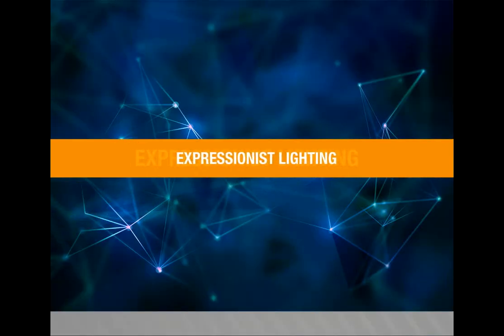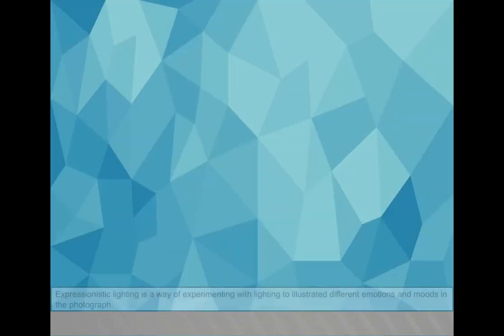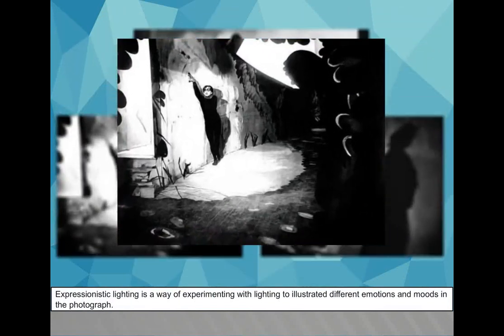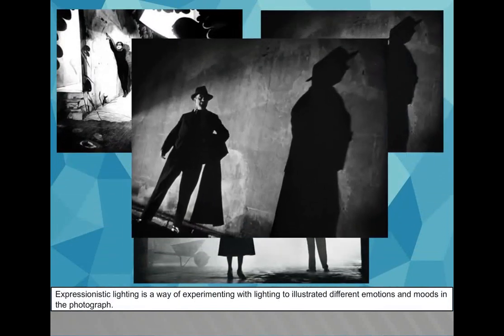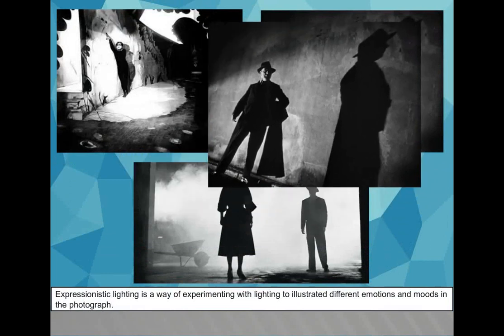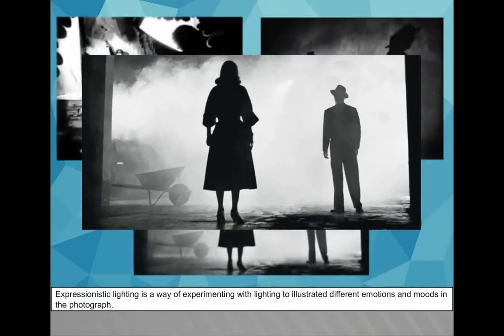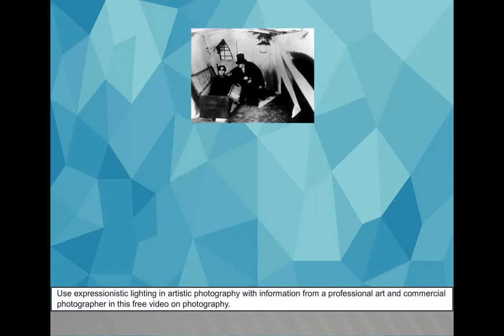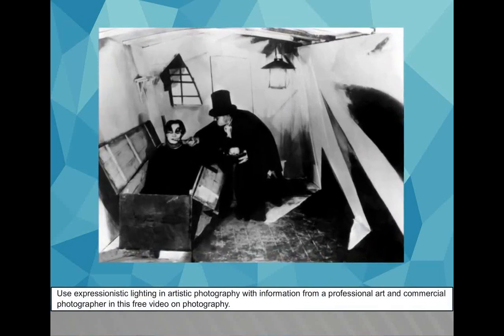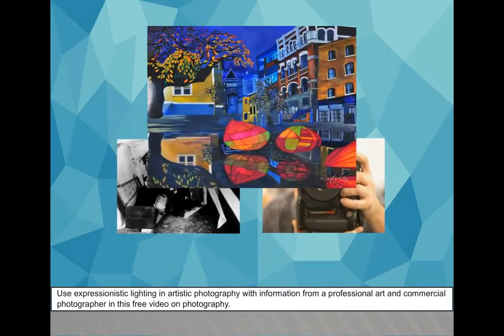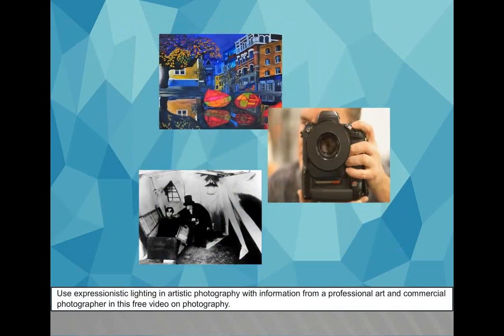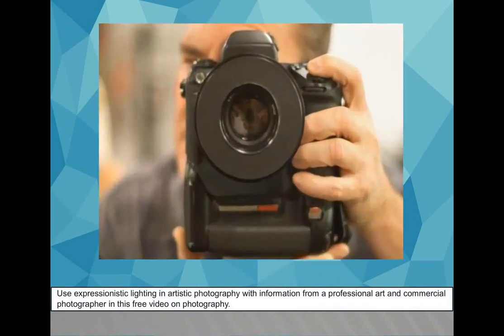Expressionist lighting. In this video, we are going to see about expressionist lighting. Expressionist lighting is a way of experimenting with lighting to illustrate different emotions and moods in the photograph. Use expressionistic lighting in artistic photography with information from a professional art and commercial photographer in this free video on photography.